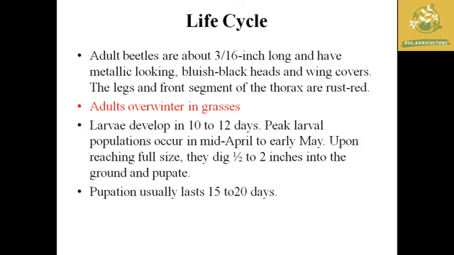While seeing about the life cycle, the adults are around 3/16 inches long and have a metallic hue. The adults overwinter in the grasses, which means they can sustain without the host plant in other grasses, and the larvae develop within 10 to 12 days, and the pupation lasts for around 15 to 20 days.